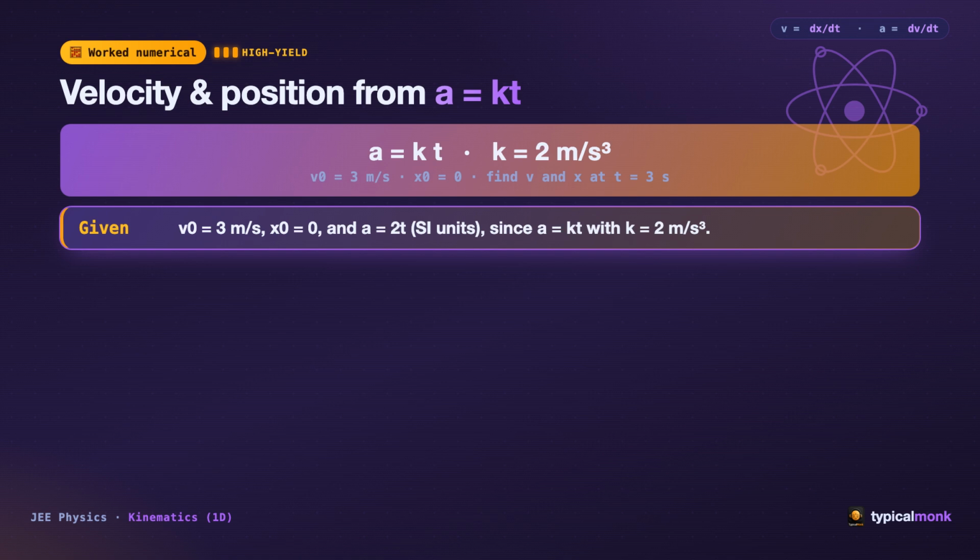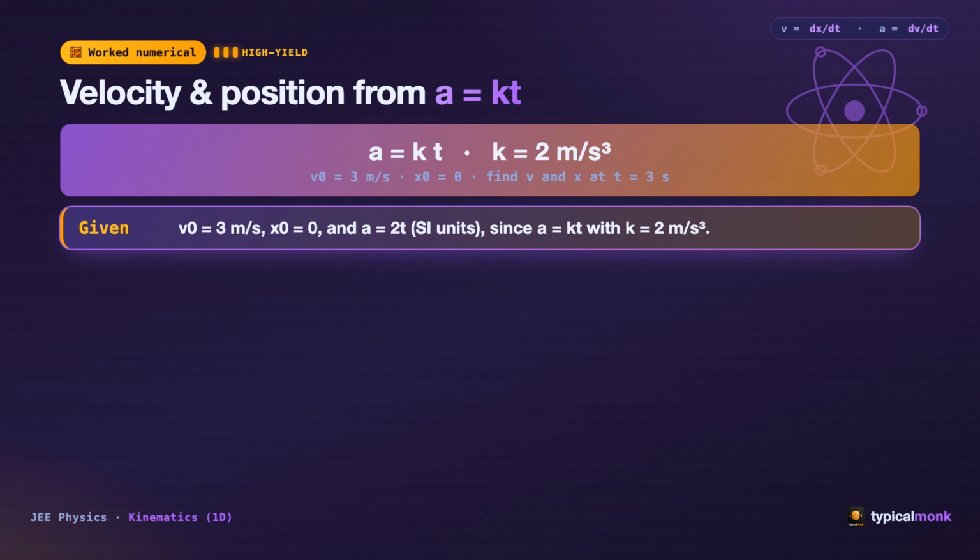Time for a full JEE numerical, the monk's way, slowly. A particle starts with velocity 3 meters per second, and its acceleration is given by a equal kt, with k equal 2 meters per second cubed. Find its velocity and its position at time equal 3 seconds, starting from position 0.